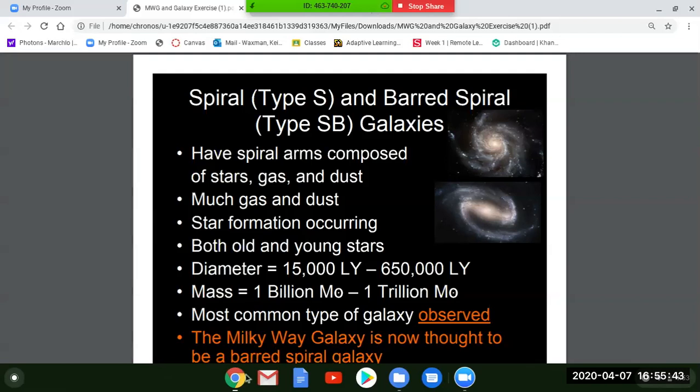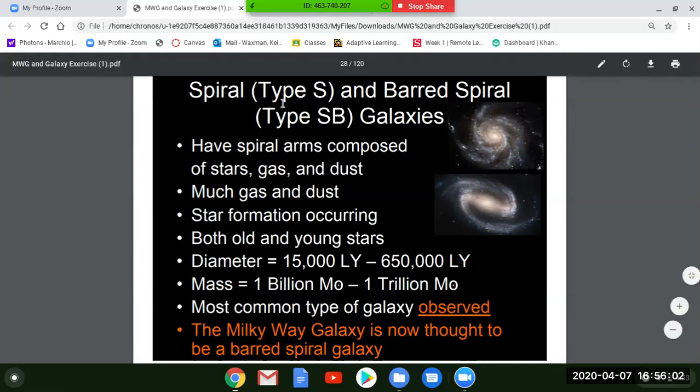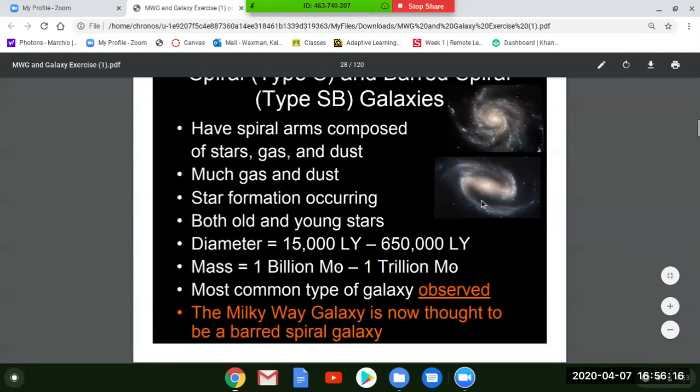And something else that's good to know, the Milky Way galaxy is now thought to be a barred spiral galaxy. It's good to know what your galaxy is, a barred spiral. Don't worry about diameter, don't worry about mass. But again, they have spiral arms made of stars, dust, and gas. There's a lot of gas and dust, and if there's a lot of gas, it means there's star formation. If there's star formation, it means they're going to be young stars. Plus, if you see yellowish, there's going to be old stars too.